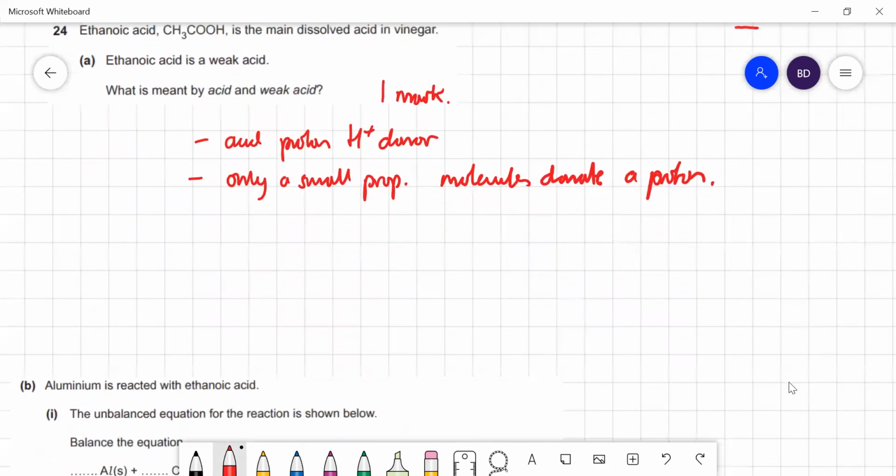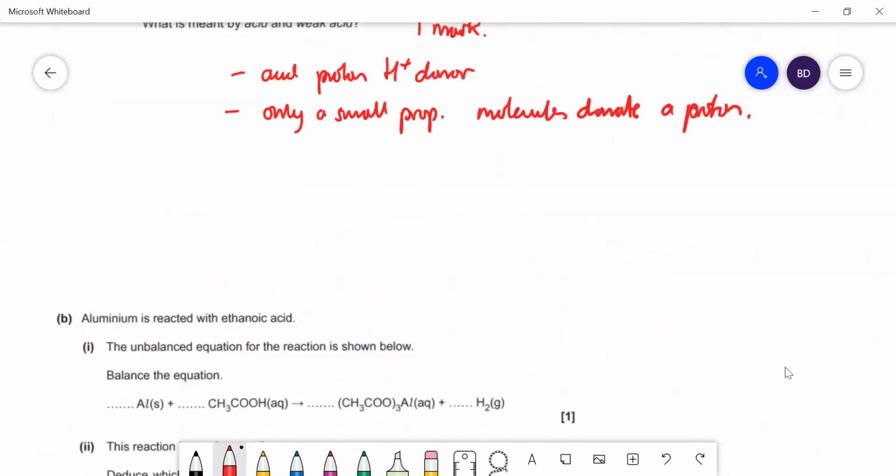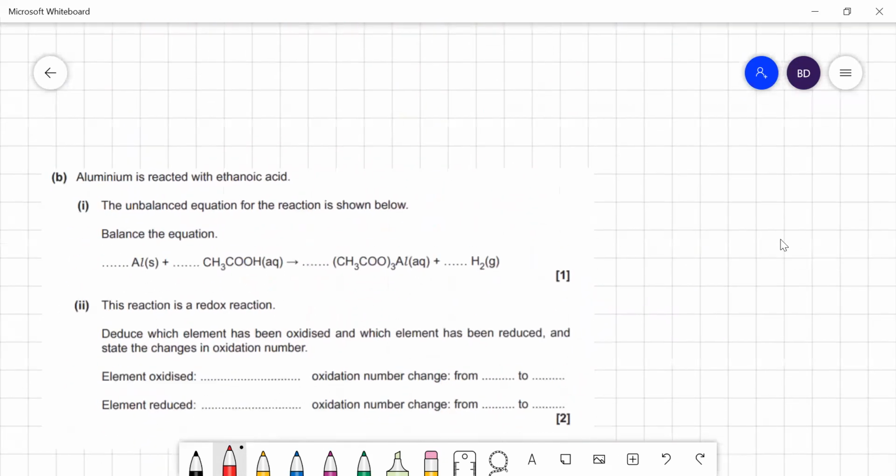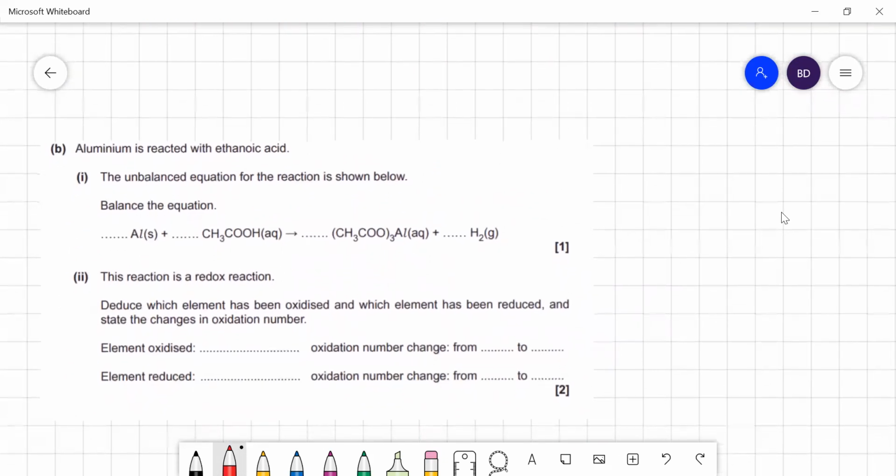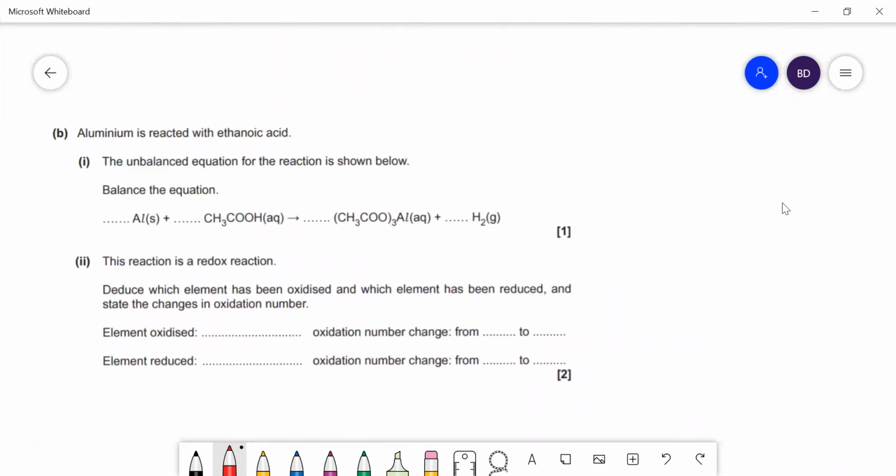Okay, right. Aluminium is reacted with ethanoic acid. The unbalanced equation for the reaction is shown below. Right, and we've got to balance it. Right, we need 3 ethanoate ions here. You can see you've got 3, so we obviously got to put a 3 in front of that.